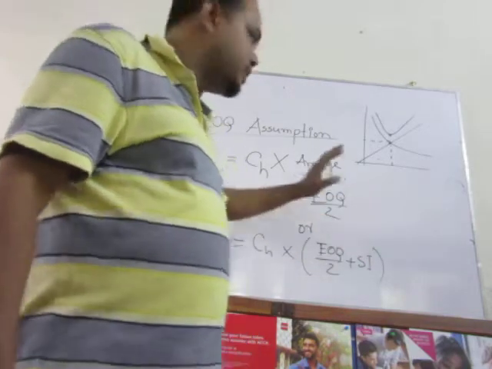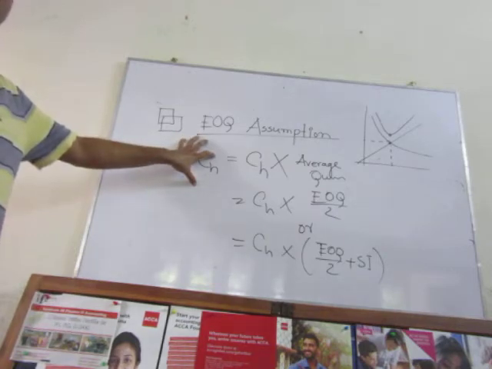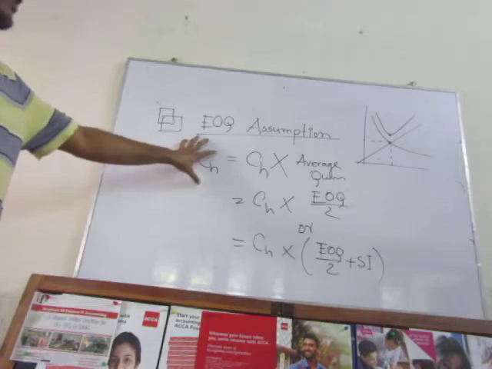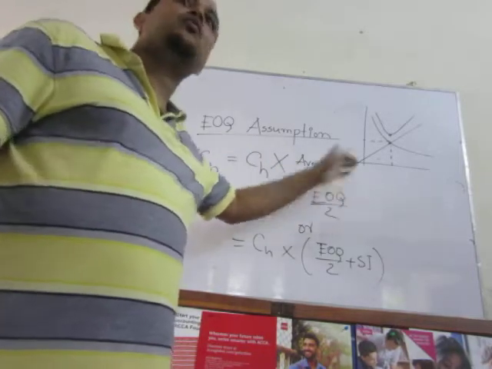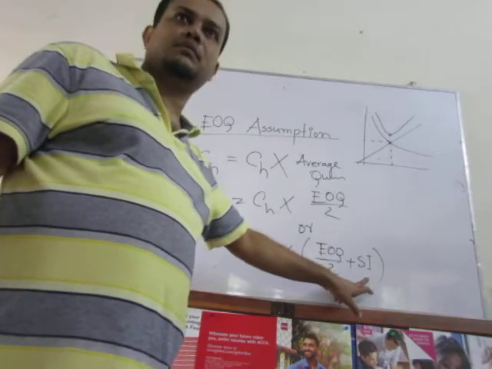Clear? So what do we mean by total holding cost? This is not the cost of holding the total amount. This is the cost of holding the average amount. And average means EOQ divided by 2 or EOQ divided by 2 plus safety inventory. Clear?